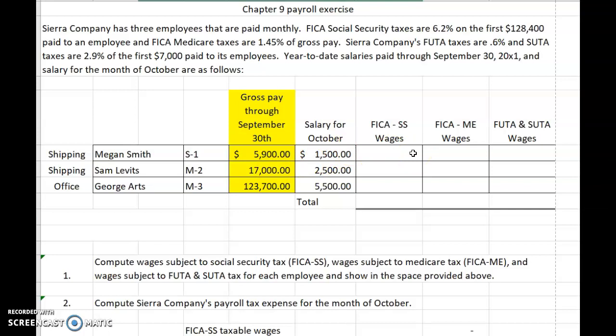Let's practice. Megan Smith. Before October, Megan had already earned $5,900 in gross wages. This is not even close to the FICA SS wage base of $128,400. Accordingly, all of her $1,500 of gross wage for the month of October is subject to Social Security tax. So put $1,500 in the FICA Social Security wages column.